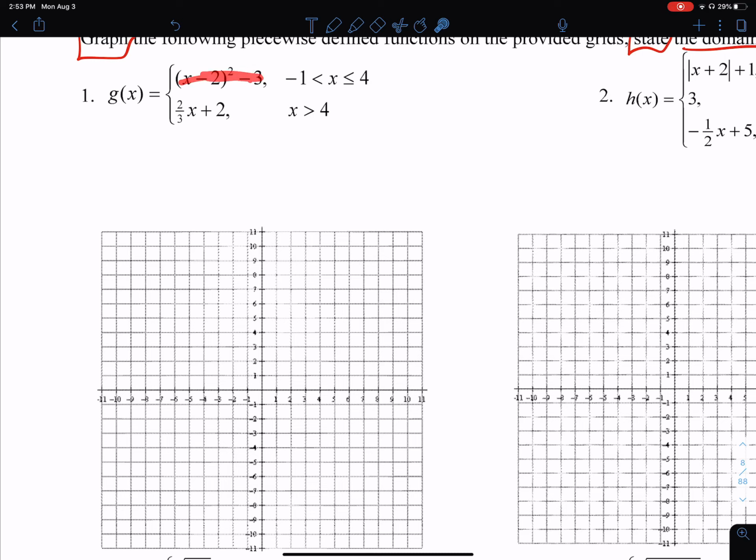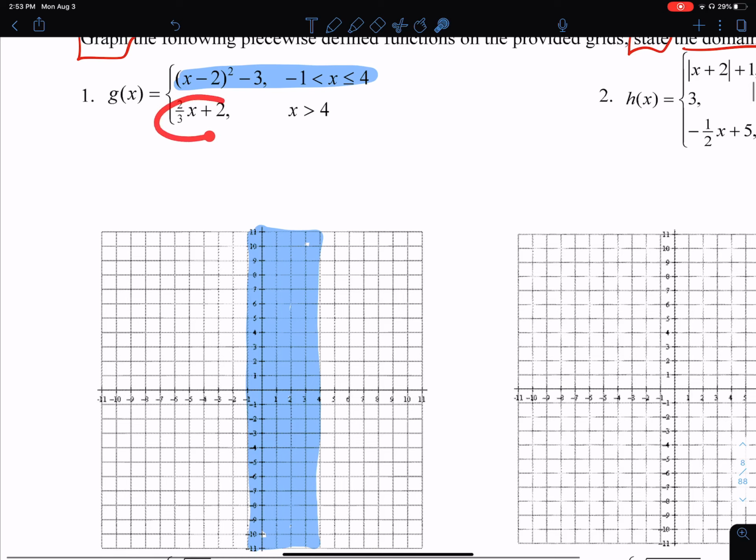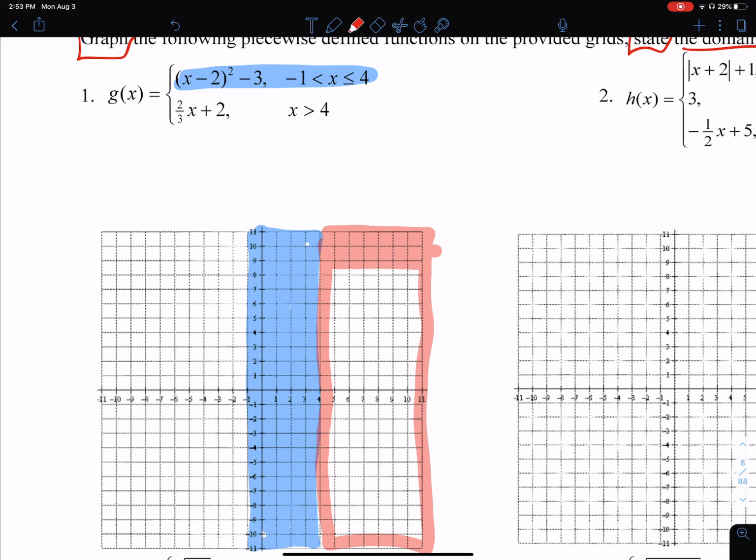This is a parabola. This is a line. We're supposed to graph this parabola, but instead of the whole thing, we're supposed to go from -1 to 4. So that means from here to here, we're supposed to graph this parabola. And we're supposed to include 4. We're supposed to get really close to -1, but not actually touch -1. That's what's happening here. And we're supposed to graph this line to the right of 4. So that means over here, we are supposed to graph that linear part of the function, 2/3 x plus 2.